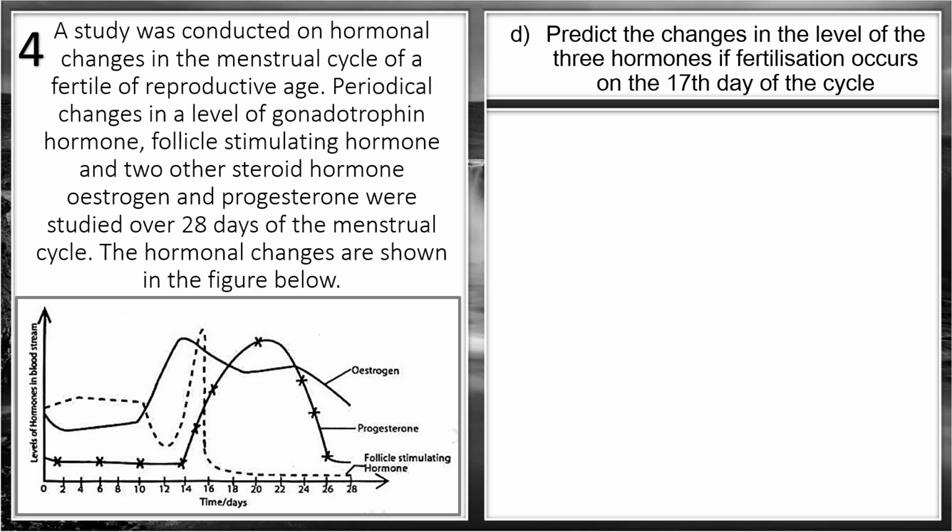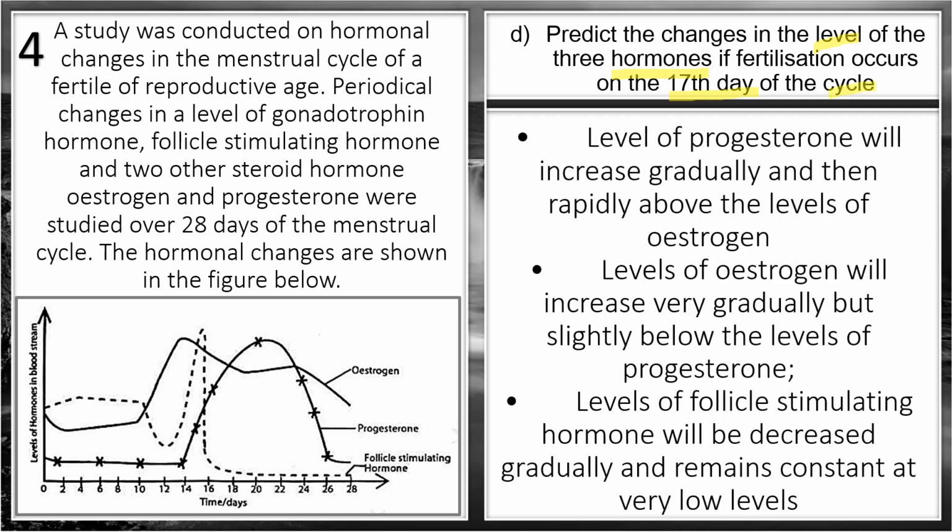Predict the changes in the levels of the three hormones if fertilization occurs on the 17th day of the cycle. The level of progesterone will increase gradually and then rapidly above the level of estrogen. The level of estrogen will increase very gradually but slightly below the level of progesterone.